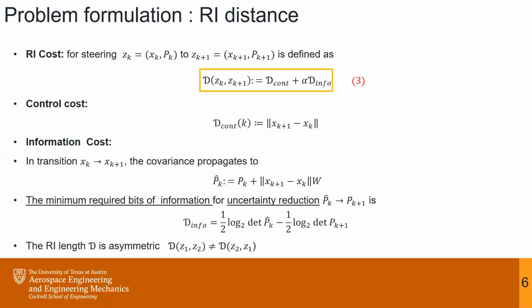We define the information cost to be the entropy reduction from p hat k to pk plus 1, which shows the minimum required bits of information for transition from p hat k to pk plus 1. It is worth noting that the information cost and consequently RI cost are asymmetric.